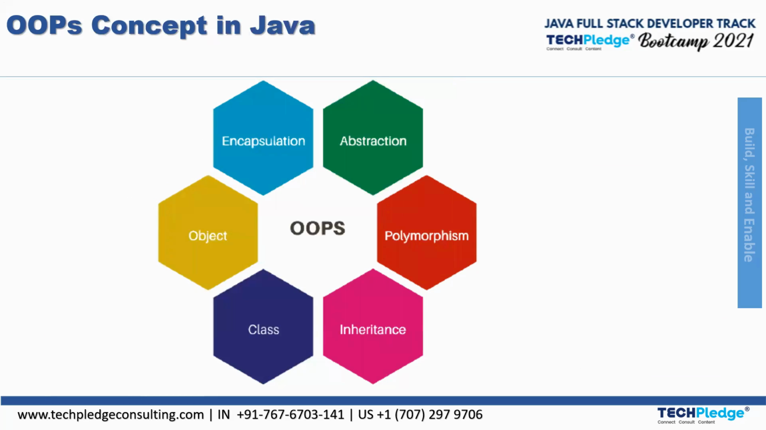So let's take a quick break here, and we'll come back and we'll learn about the very first concept of OOPS, that is the object and class, and then we'll go into the rest.